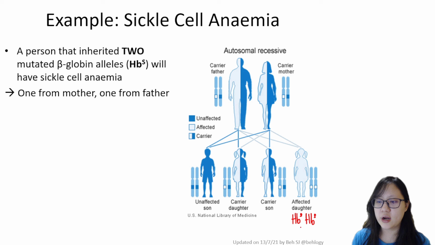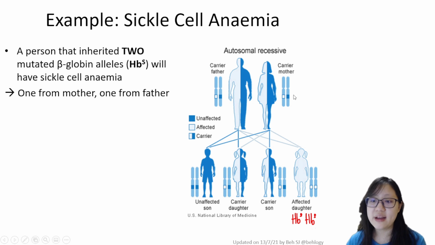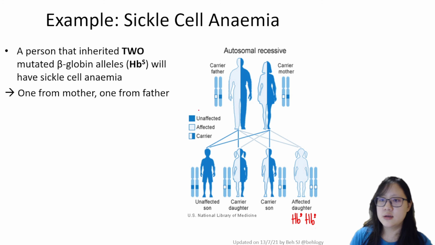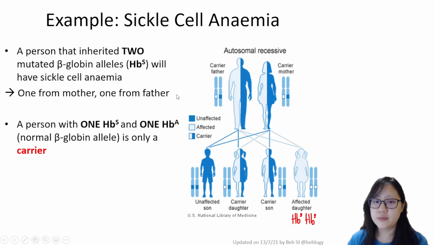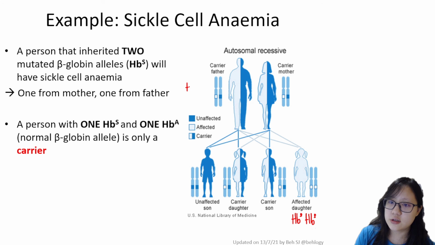This is a diploid organism, so 2 alleles for each gene. 2 mutated beta globin alleles are needed in order to get this disease. Again, one from the father, one from the mother, which means both parents have to be carriers, or one affected and one a carrier. So what's the carrier's genetic composition? It should be HBA, which is normal, HBS.